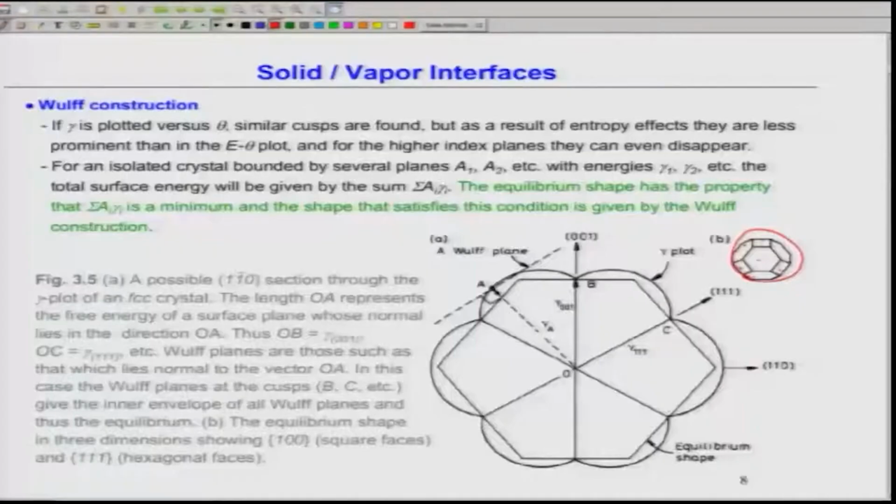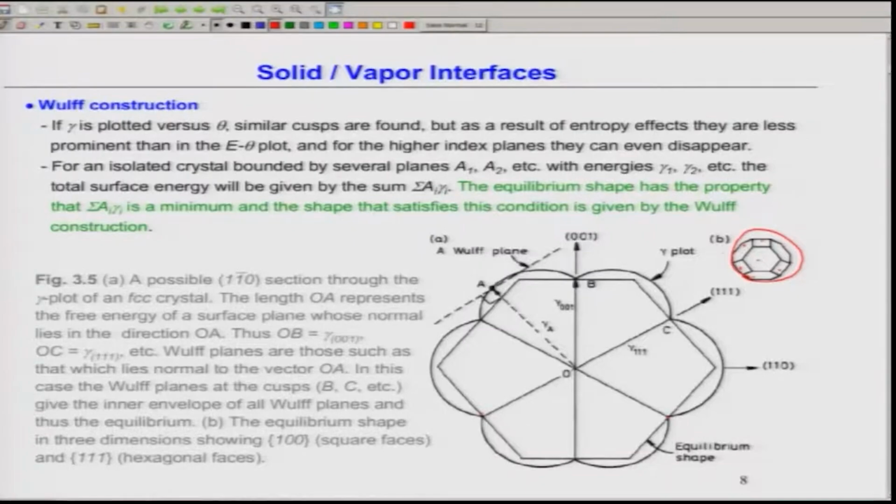So, that is the 3 dimension, this is the cusps. You see here the cusps and minimum points; you can see here the minimum point, that is the outside envelope. Now, that is what is known as the E versus theta plot, where E is the solid-vapor interfacial energy. For the highest index planes, they can even actually, you can see.